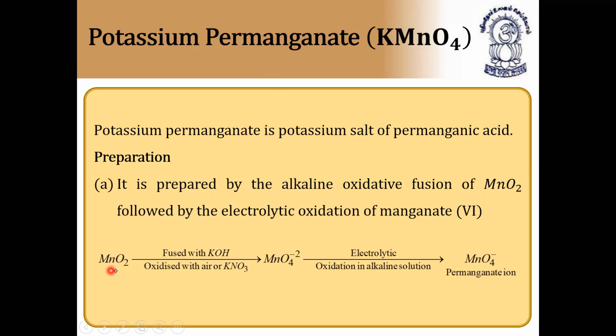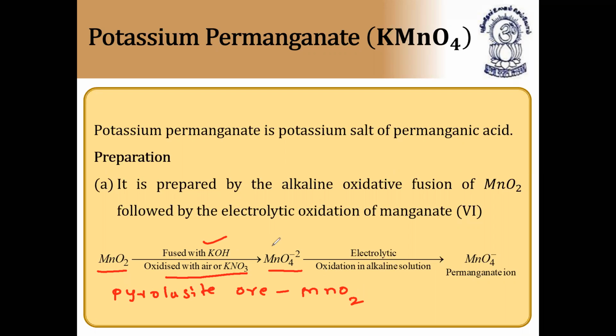Manganese dioxide is called pyrolusite ore. What is the name of this ore? It is called pyrolusite. Pyrolusite ore is nothing but manganese dioxide. When manganese dioxide is fused with potassium hydroxide, in basic solution, and oxidized with air or potassium nitrate, it forms manganate, that is MnO4 2 minus.